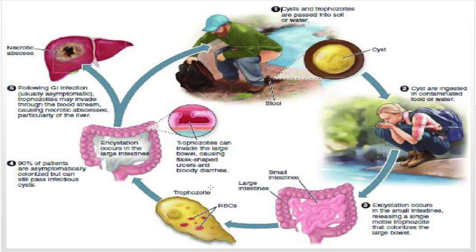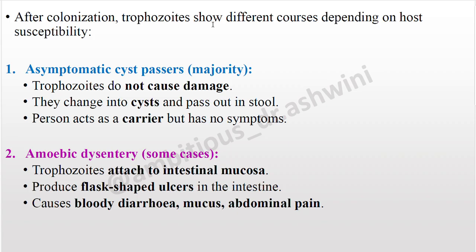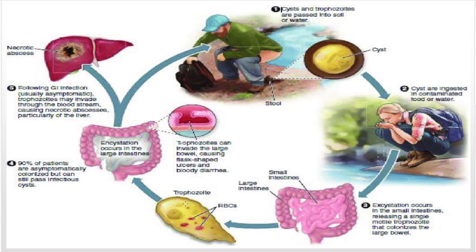You can see after colonization, trophozoites show different courses depending on host susceptibility. That is, asymptomatic cyst passers in the majority of cases. Trophozoites do not cause damage. They change into cysts and pass out in stool. The person acts as a carrier but has no symptoms. Then amoebic dysentery: in some cases, trophozoites attach to the intestinal mucosa, produce flask-shaped ulcers in the intestine, and cause bloody diarrhea, mucus and abdominal pain. You can see here these trophozoites are released into the large intestine, and in the large intestine the trophozoites can invade the large bowel, causing flask-shaped ulcers and bloody diarrhea.